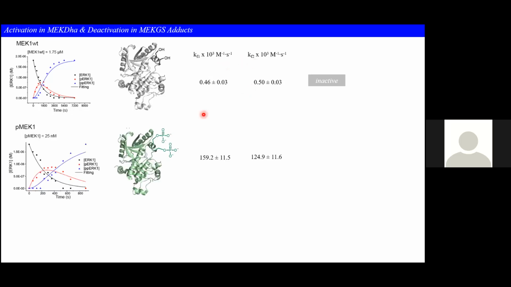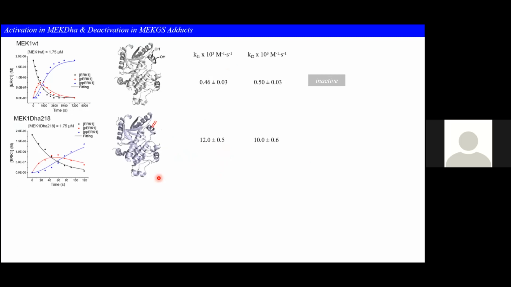But if we phosphorylate them, we find that the reactivity of the enzyme increased dramatically. That means the enzyme is fully activated. But how about the DHA-containing form? We find that the binding constant increased more than 20%. That means the enzyme is activated, which confirmed our suspicion.